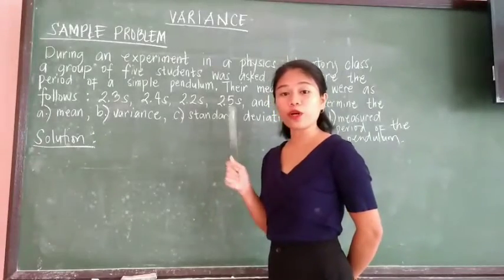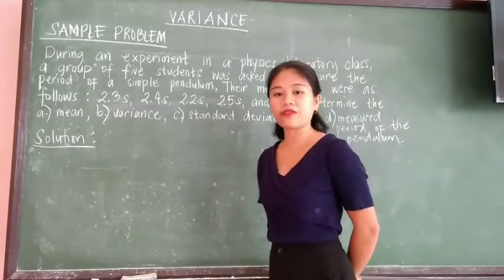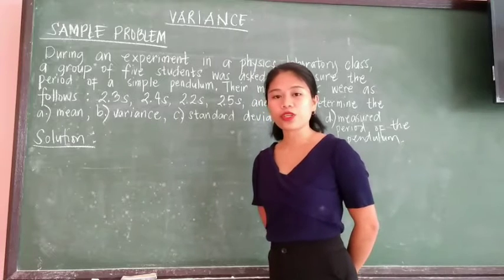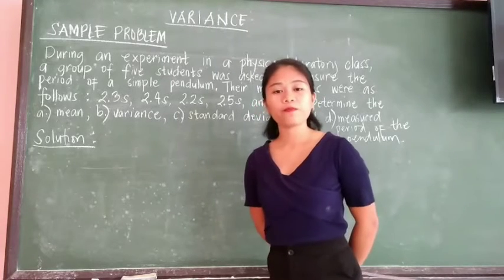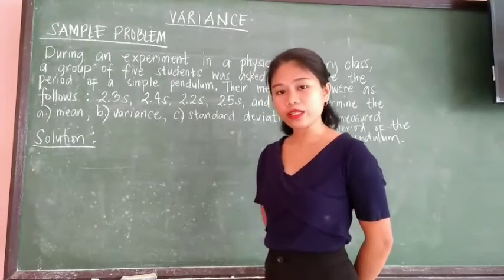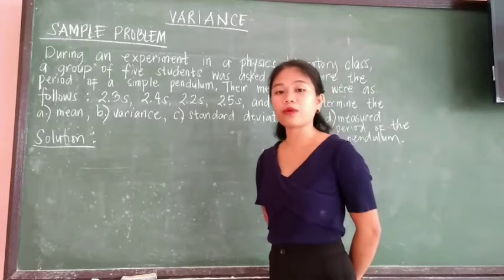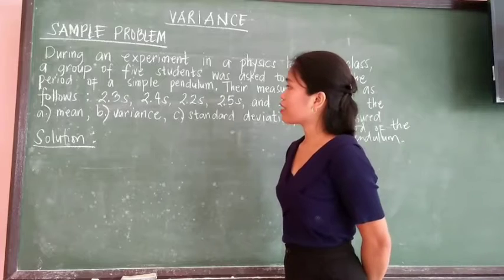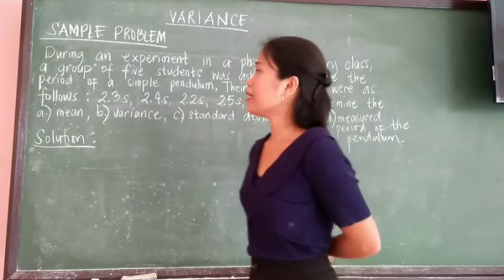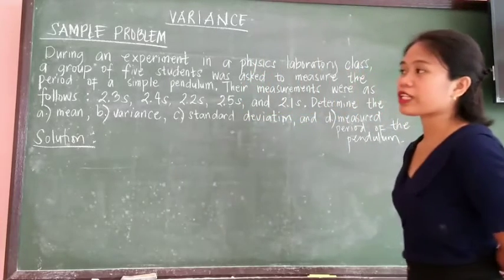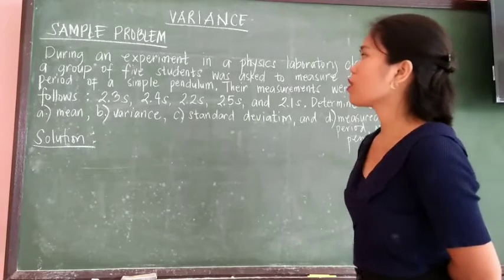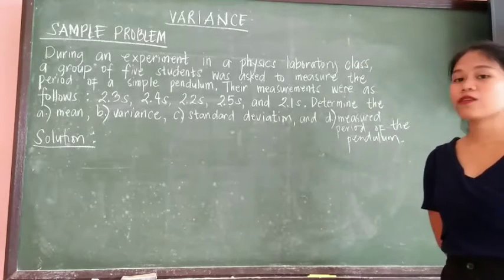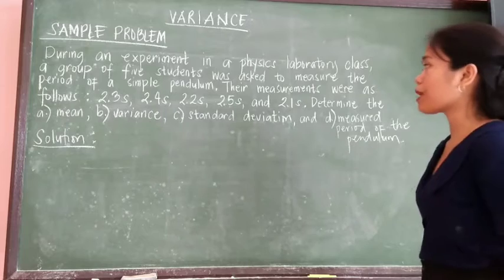Example problem 1.4, page 13 of your General Physics book. I want you to open your General Physics book as well for you to be guided and to be able to follow the process. During an experiment in a physics laboratory class, a group of 5 students was asked to measure the period of a simple pendulum.